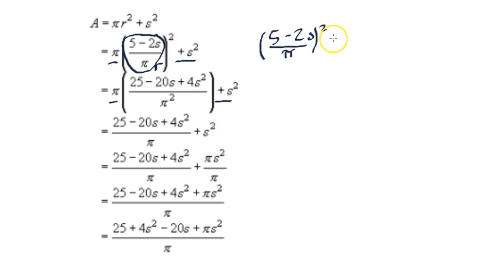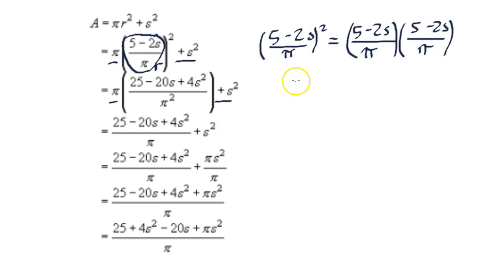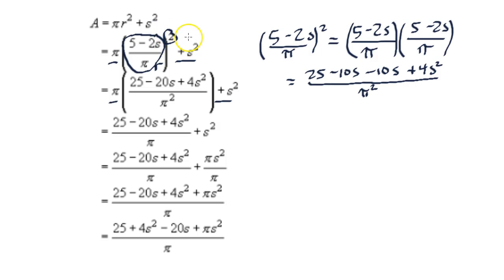And you can see that if we were to square that, it's equal to 5 minus 2s over pi, repeated multiplication. That's how squaring works. Then if we distribute the numerator, we get 25, minus 10s, plus 4s squared. And then pi times pi on the denominator would be pi squared. Then combine the like terms here, and we get the negative 20s. So that's how we get the pi squared in the denominator, from that square right here.